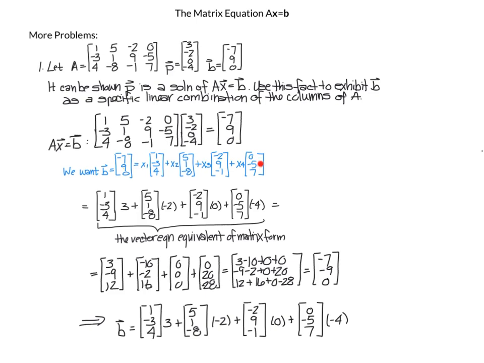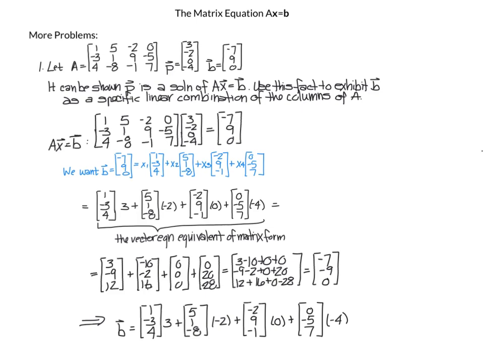And this is exactly what we are looking for here. It's the same form, except I put the constants in front of the vectors here and the constants are after in the other, but it doesn't really matter. So B can be written as 1, minus 3, 4 times 3, plus 5, 1, minus 8 times minus 2, plus minus 2, 9, 1 times 0, plus 0, minus 5, 7 times minus 4. And remember, the 0 is okay as a weight. So this is our solution. And I did verify that this is correct.